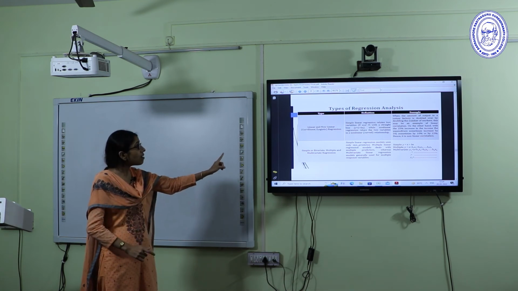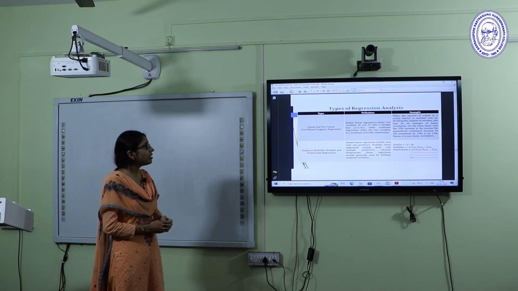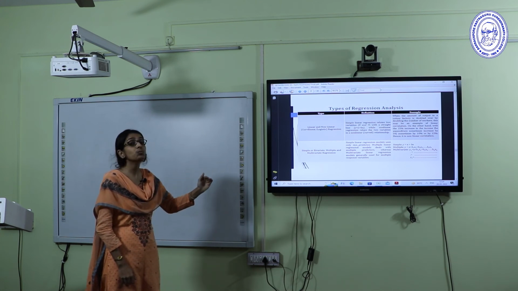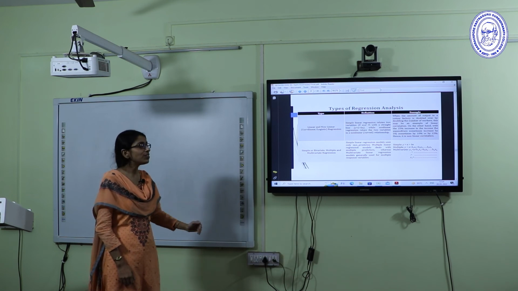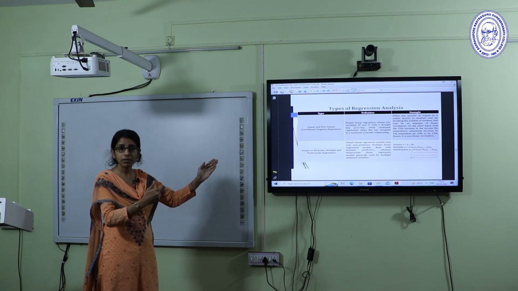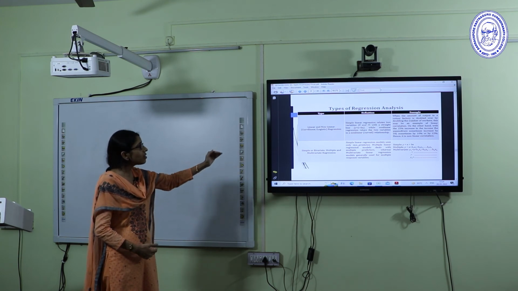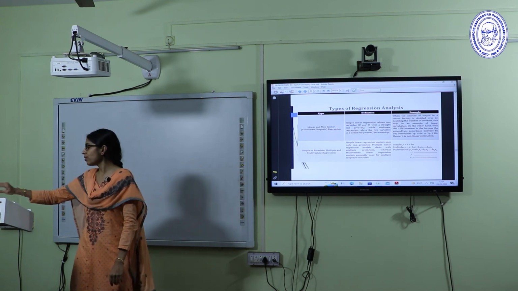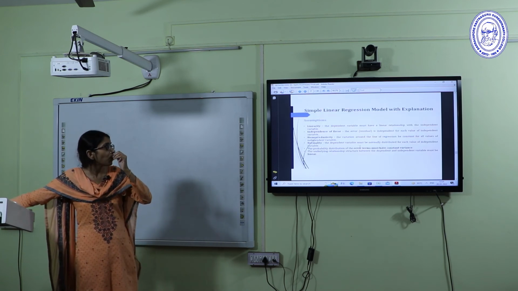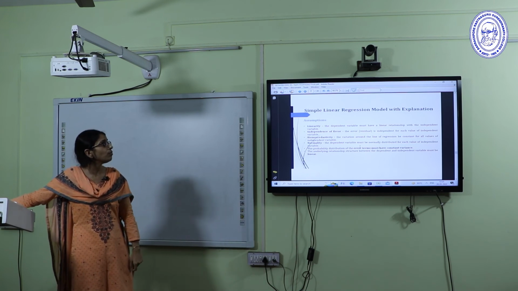And the third one is multivariate regression. In the case of multivariate regression, you have a number of response variables. That means your responses are multiple, that is y1 to yn. So this is the form of the different types of regression. Now we give special emphasis to the simple linear regression model with explanation.